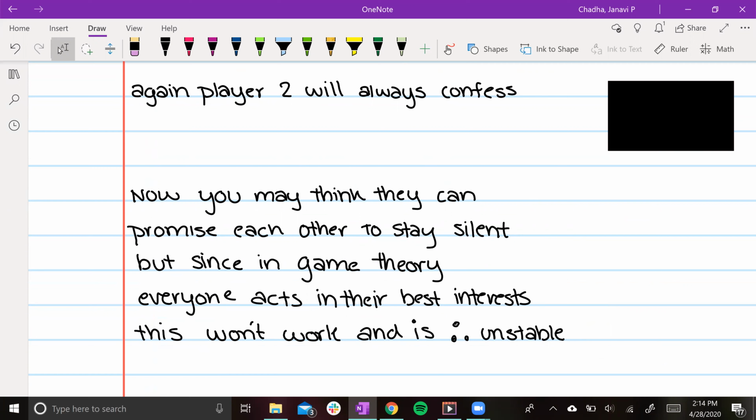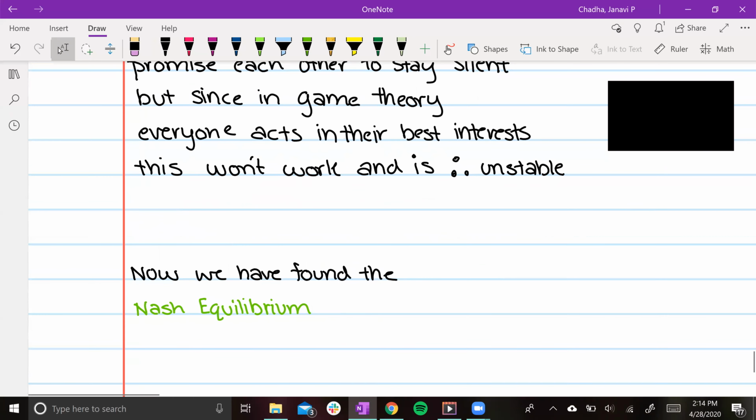I know, this may seem immoral or wrong, but in game theory, everyone acts in their best interests. So thinking that they would both promise each other to stay silent, to stay in the best interest of the group, won't work, and is an unstable assumption. Now we have found the Nash equilibrium. This is the case in which they both confess and each get 10 months in jail.